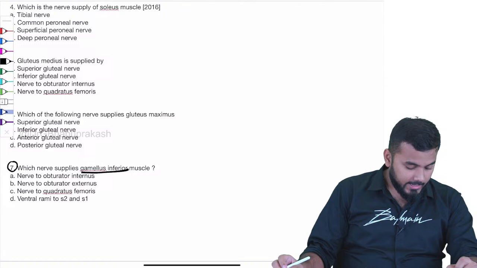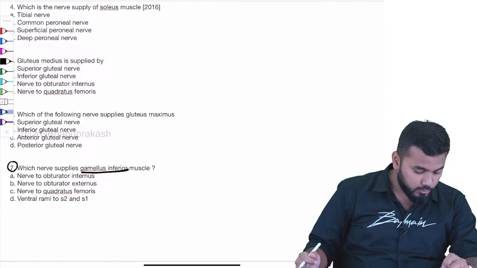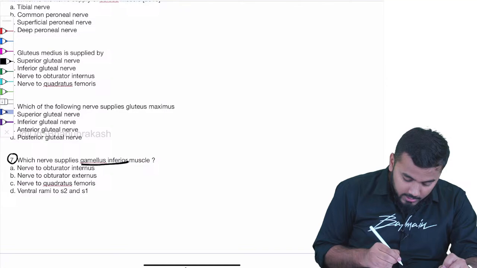Excellent, Praveen. Adil Hussain, not A. Adil, how are you? Not A. It is C. Everyone, excellent, guys. Naujisha, it is not obturator internus. Obturator internus supplies your superior gemellus, okay? Sanyasi Pandit, everyone is right. Mehak, Bendik, Varsha, perfect. So, answer would be C.